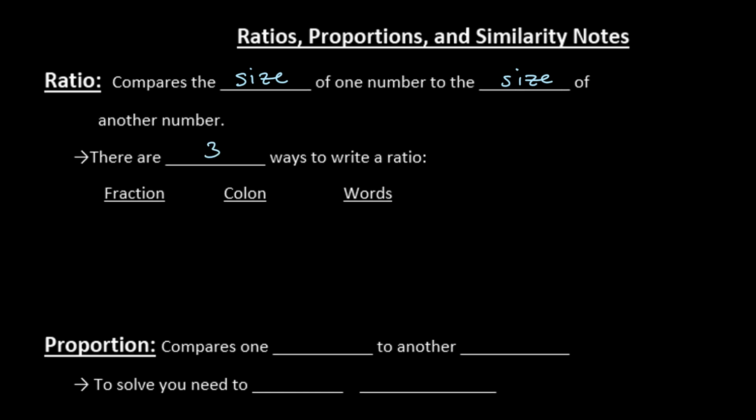And there are actually 3 ways to write a ratio. The first is a fraction. So like I said, a horse has 1 in 2 chances of winning, 1 over 2. You can write it as a colon, 1 colon 2. Or you can do it in words, 1 to 2. All of these mean the same thing. They're comparing the magnitude of one number to the magnitude of another.